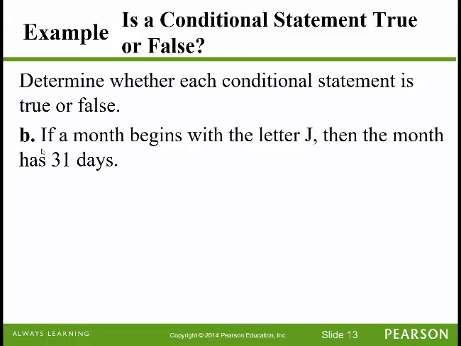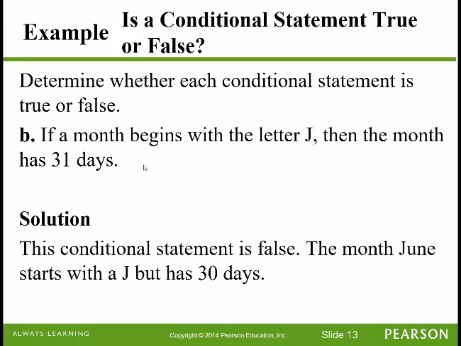All right, if a month begins with the letter J, that's my hypothesis, then my conclusion is the month has 31 days. Well, January has 31 days. That's great. But this conditional statement is false. If you look at the month of June, that starts with a J, but it only has 30 days. So you're able to prove it false with a counterexample.